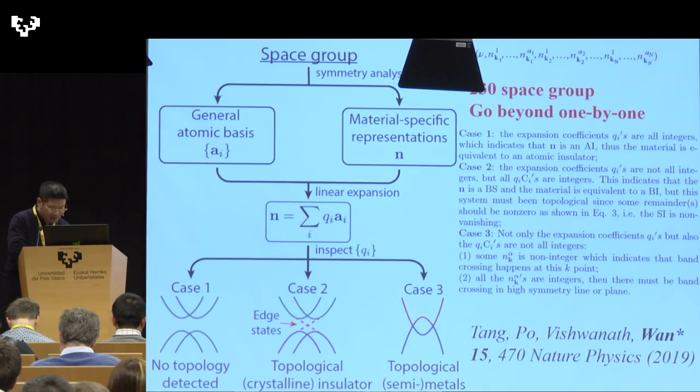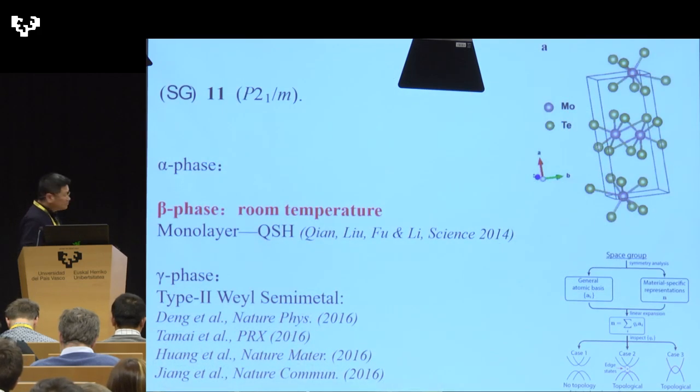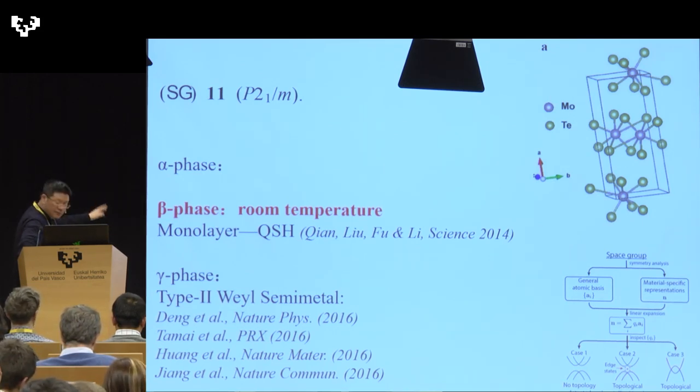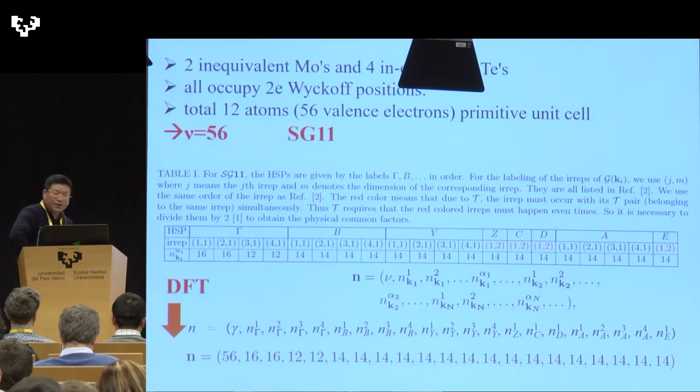So I think I still have a few minutes, so I will show you the compounds we find. The first example we show in our paper is MoTe2. Why do we show this compound? This compound is very hot. At room temperature, the monolayer is a quantum spin Hall insulator, and the gamma phase is a type-2 Weyl metal, and there is a lot of discussion. And how do we calculate this one?